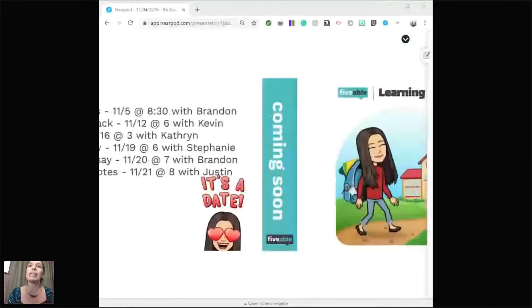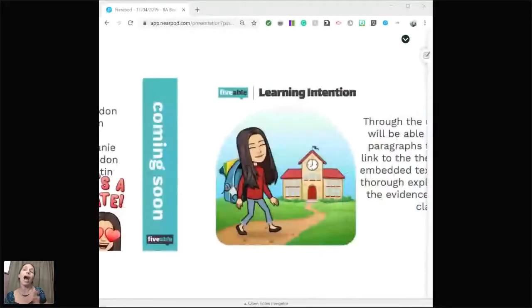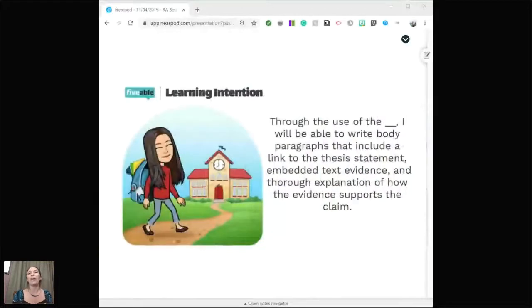All right, so our learning intention is, through the use of blank, I will be able to write body paragraphs that include a link to the thesis statement, embedded text evidence, and a thorough explanation of how the evidence supports the claim, okay? How the evidence supports the claim.